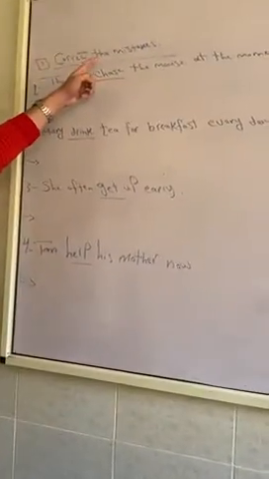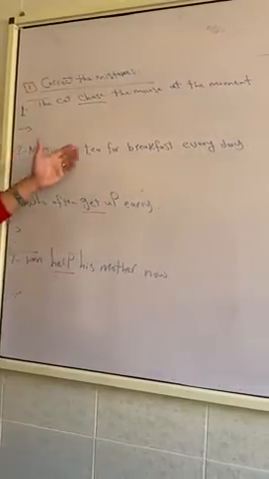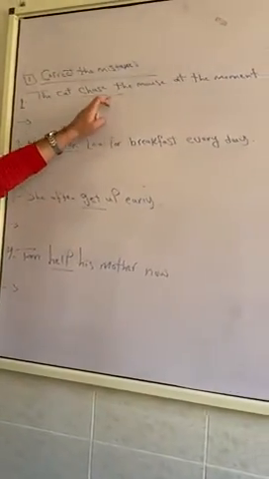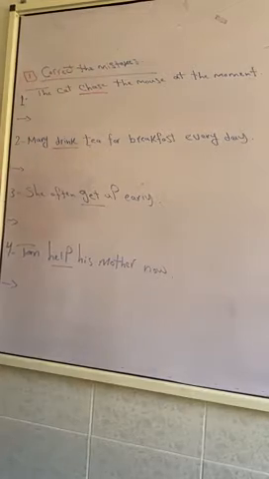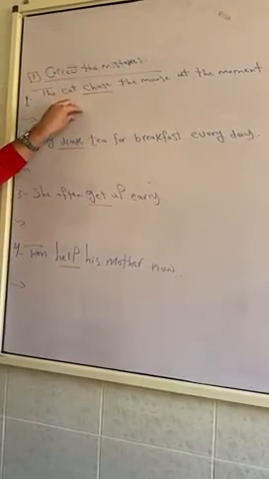Correct the mistakes. We have a group of sentences that you are asked to correct, and here are some questions which are right. Number one, the cat chases the mouse at the moment. Here you are asked to correct the underlined verb. Okay? Do you think this is present simple or present continuous?